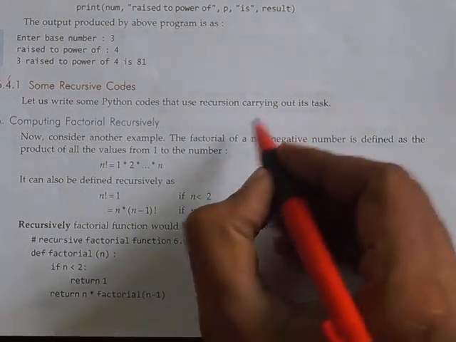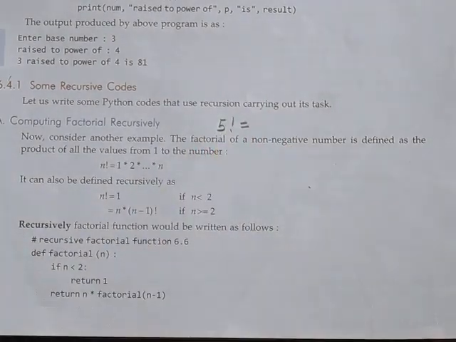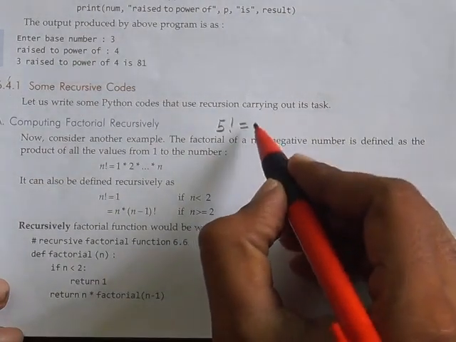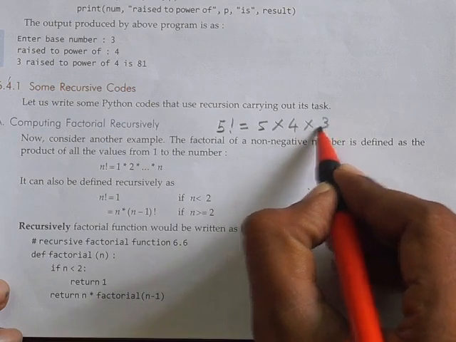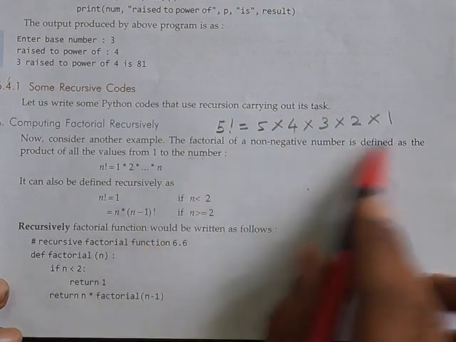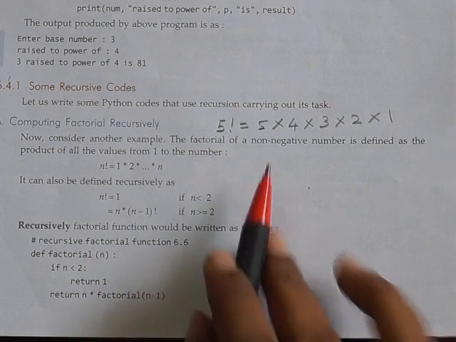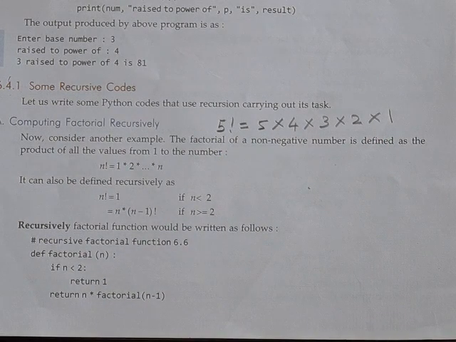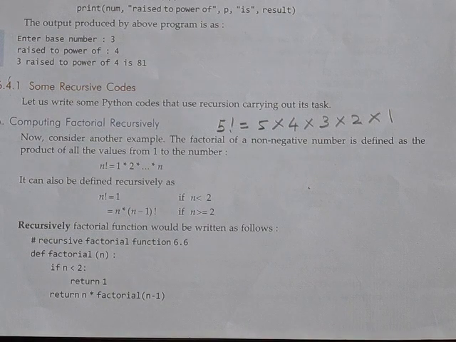So 5 factorial, what is the value of 5 factorial? It is nothing but 5 into 4 into 3 into 2 into 1. This is called as 5 factorial. Am I right? So this is the usual method, but now I am going to explain the same 5 factorial in recursive style.